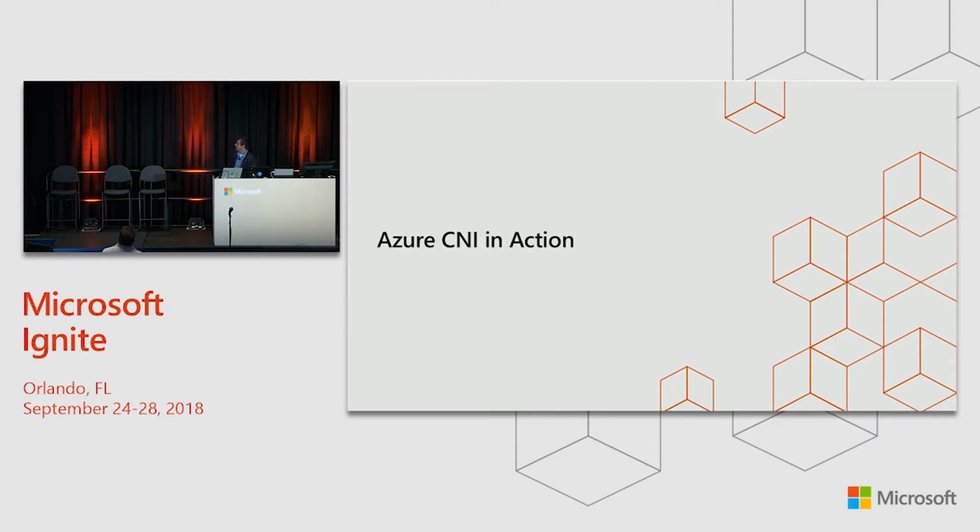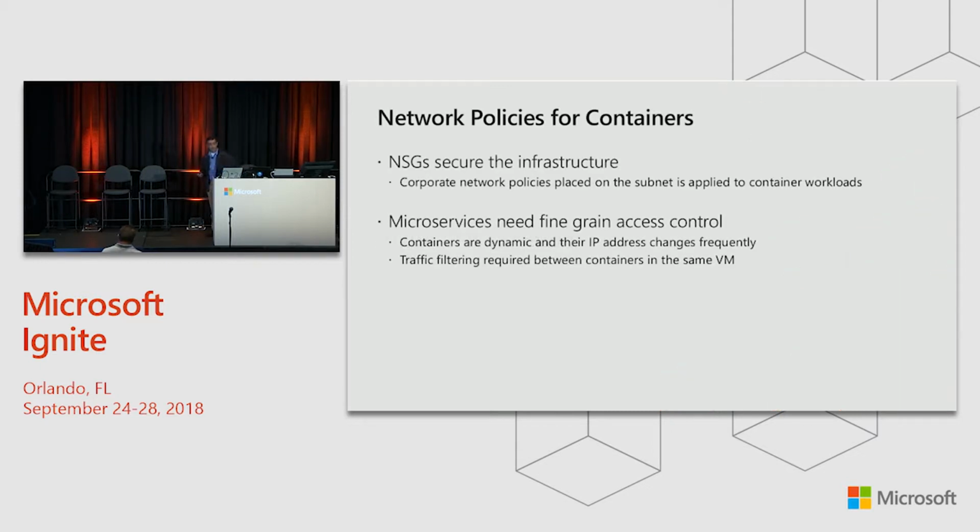Okay, so we basically looked at how NSGs provide security for the infrastructure. So if you have your Kubernetes cluster that you deploy in your VNet, in a subnet, and if you apply NSGs on that subnet, it's going to apply to all the entities in there. It's going to apply to the VMs, to the containers. So you have a uniform set of policies that are now applying to containers.